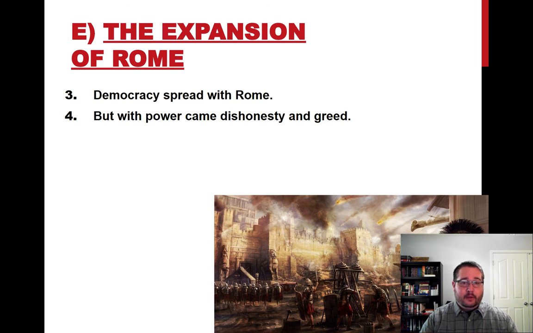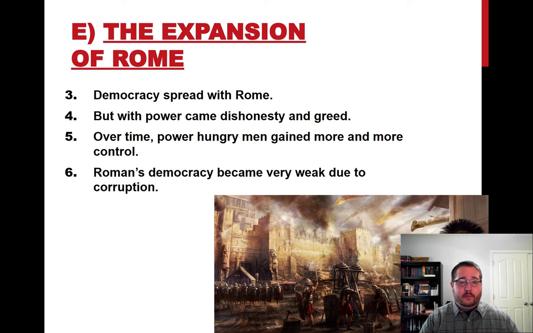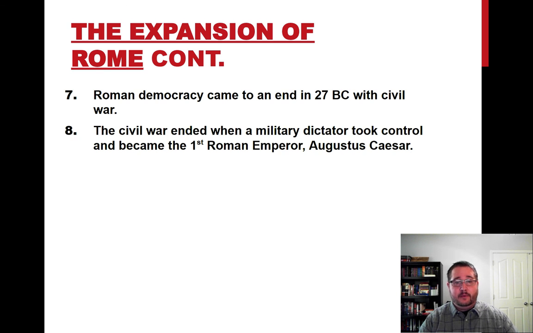But as the Republic grows, so comes dishonesty, greed, hunger for power. The patrician families were often fighting amongst themselves, and over time, power-hungry individuals are grasping for more and more power, and then we see the democracy fall to Julius and then Octavian Caesar, who end up taking control of the Republic and creating an empire. And the democracy comes to an end in 27 BC with these events.